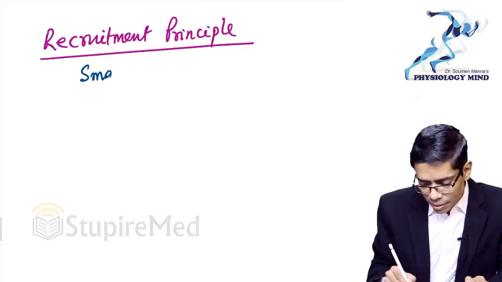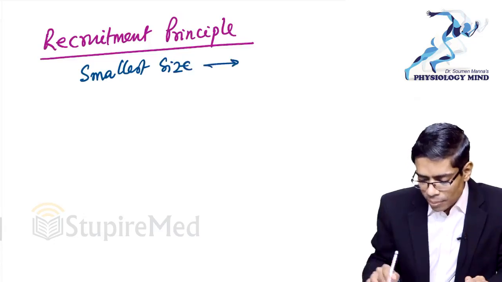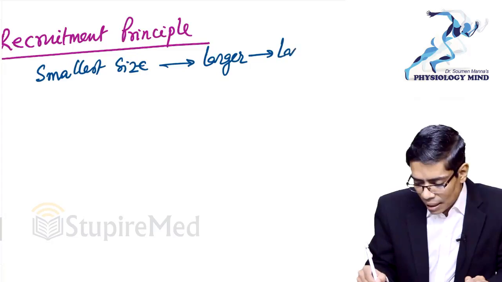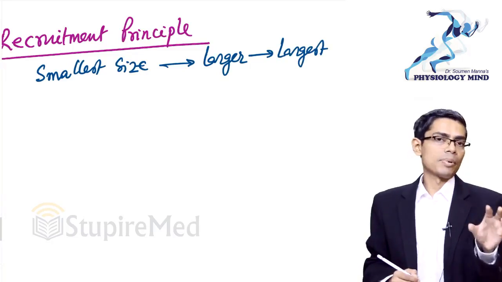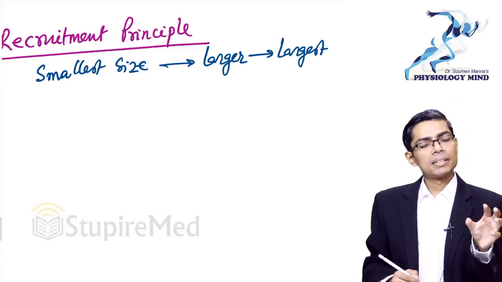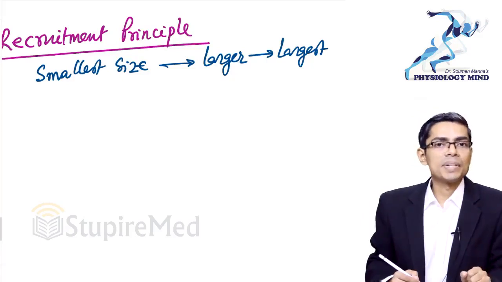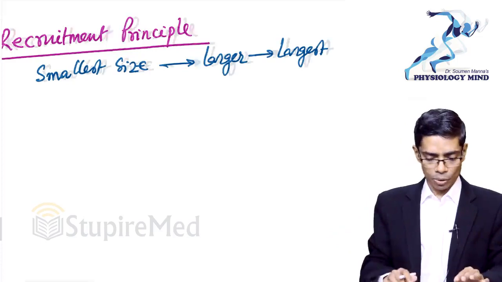Okay, what is the principle? First, the smallest size motor unit, followed by larger motor unit, followed by largest motor unit. That means start from the small one. If your job is done, fine; if your job is not done, then go for the larger one. That is the recruitment principle. Then when your job is done, you have to de-recruit.